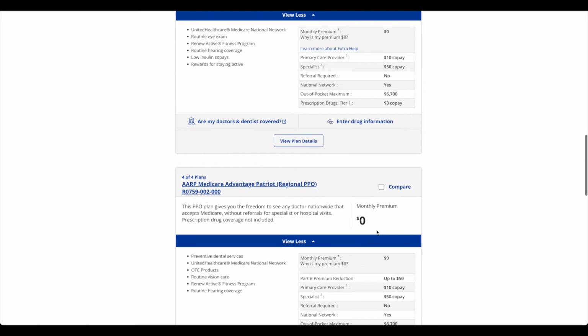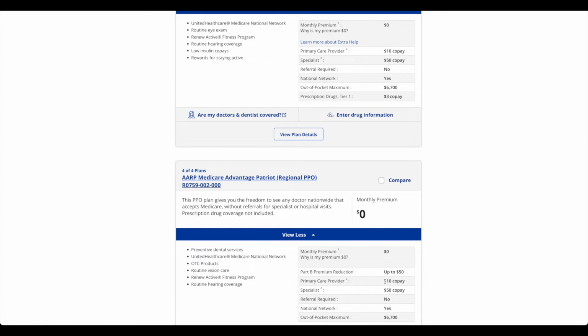If we do the comparison, we have a $10 copay for our primary care. We have a $50 copay for specialists. No referrals required. National network, out-of-pocket maximums at $6,700, same as the other plan. A difference here is that there is a Part B premium reduction up to $50, and that's not in any of the other plans. And so it kind of washes out that cost for the prescription medication plan.